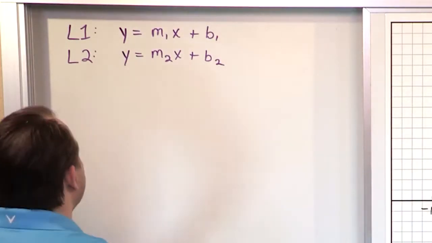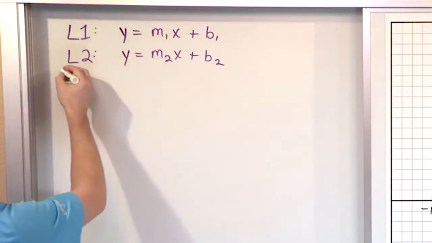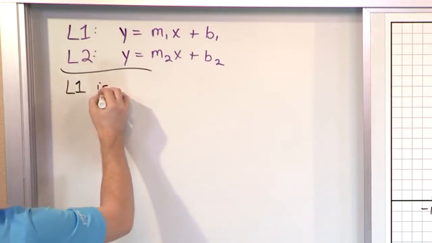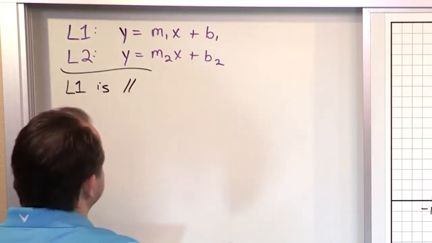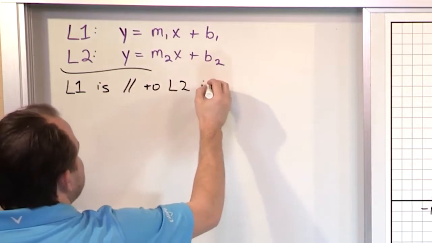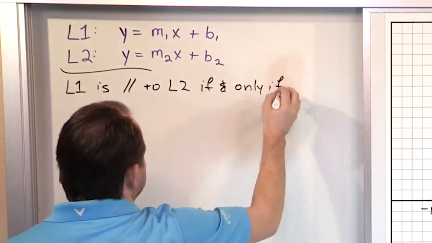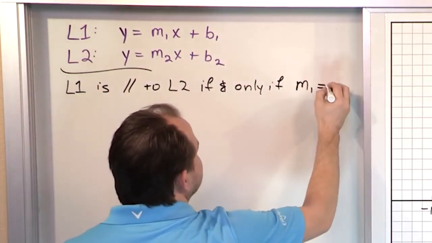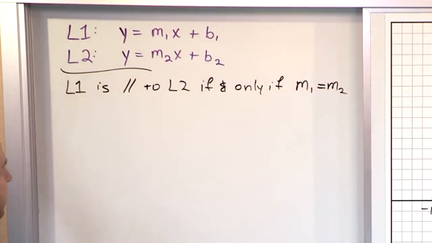So let's move along and talk about, now that I have this stuff on the board, what it means to be parallel and perpendicular lines, right? So we can say that line number 1 is parallel, and this symbol means parallel, because writing the word parallel out is a real pain. Line 1 is parallel to line 2 if and only if the slope of line 1 is equal to the slope of line 2. That's basically all you need for lines to be parallel to one another.